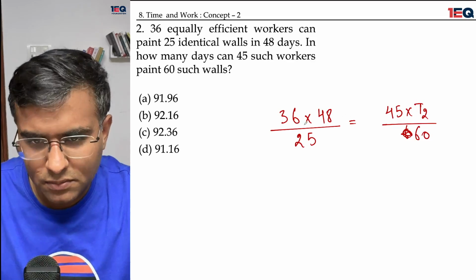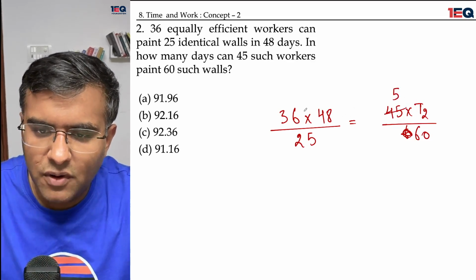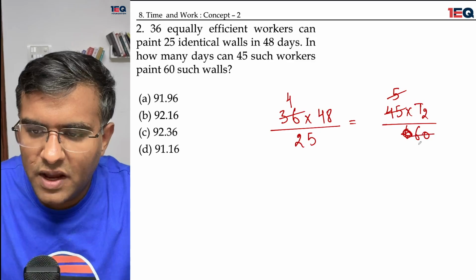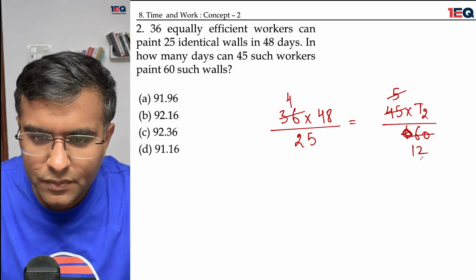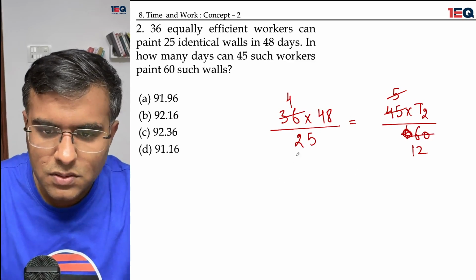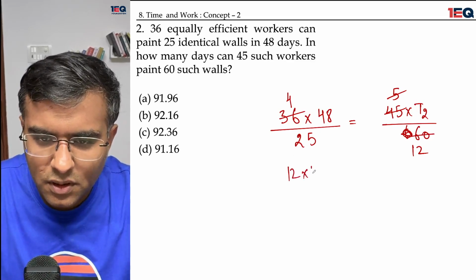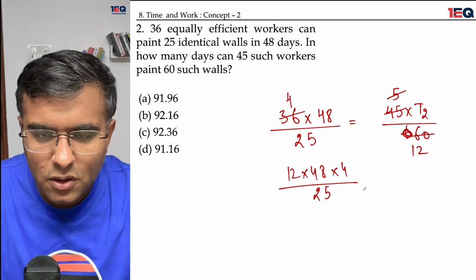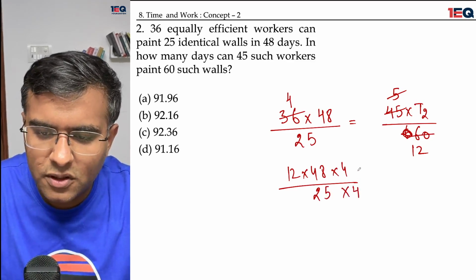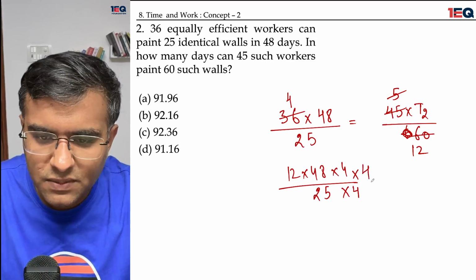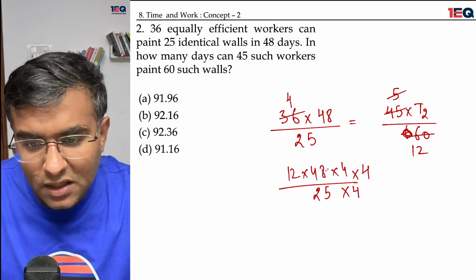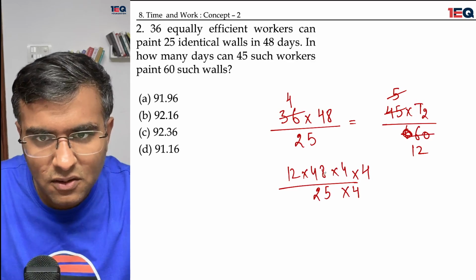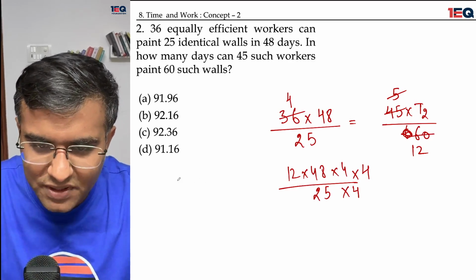I'll quickly solve it. 9 5s are 45. 9 4s are 36. 5 12s are 60. Yep. So this is going to be 12 into 48 into 4 whole upon 25. To remove this 25, I'm going to multiply 4 in the denominator and 4 in the numerator. This would give me 100. Now, I'll first multiply the big numbers, okay? 4 4s are 16 and 16 into 48. That's what I'm going to do first.